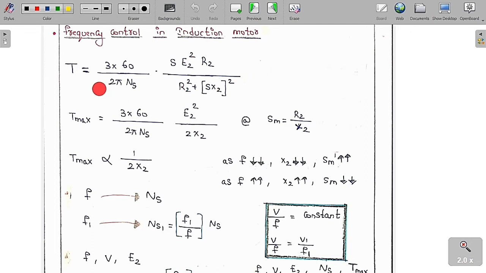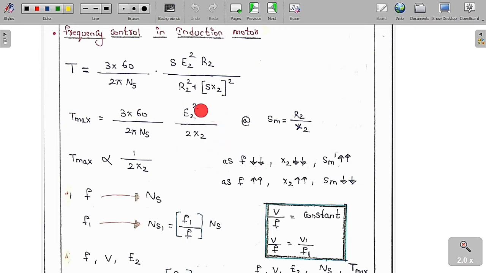So I have already told you the general expression of the torque is equal to 3 into 60 by 2 pi ns into S into E2 square R2 by R2 square plus (SX2) whole square. At maximum torque, slip is equal to R2 by X2. If you put the slip in this expression and simplify, finally we get maximum torque equal to 3 into 60 by 2 pi ns into E2 square by 2 into X2.